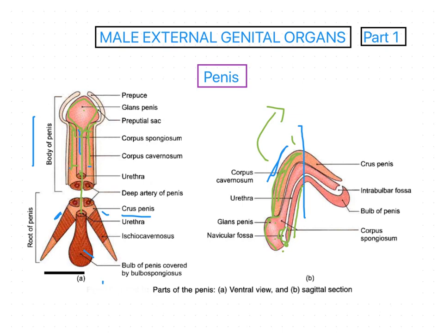So one is at the bulb, that is intrabulbar fossa, whereas another one in the glans penis is called navicular fossa. Okay. So this is about the corpus spongiosum. Now we will see the coverings of the penis.